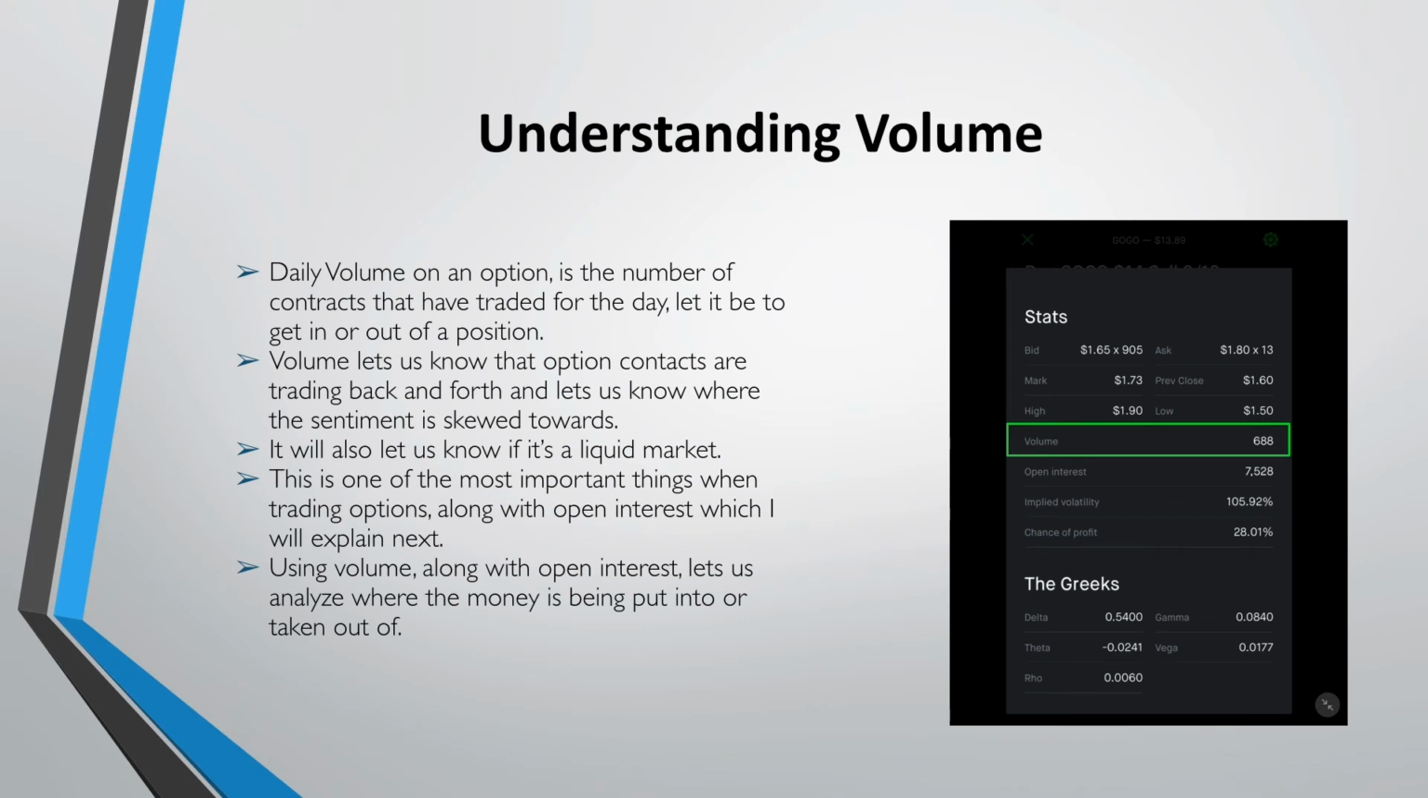All right, so let's get into the good one. Understanding volume. Now, the daily volume on an option is the number of contracts that have traded for the day, whether to get in or to get out of an option contract or of a position. Volume lets us know that option contracts are trading back and forth, and where the sentiment is skewed towards. Is it the bullish side going up, or the bearish side going down?